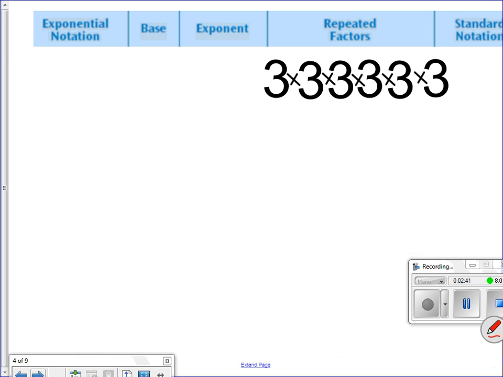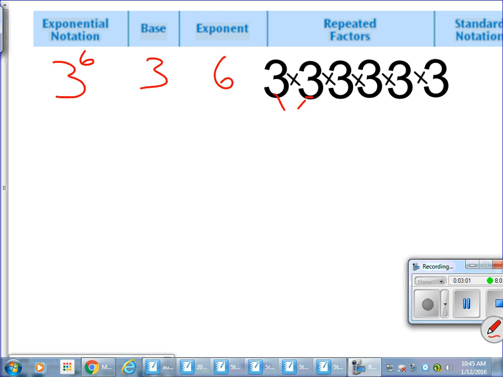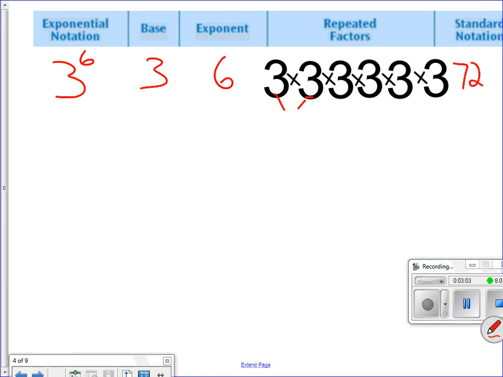Now I have 3 times 3 times 3 times 3 times 3 times 3. My exponent notation, my base number is 3. How many times does it repeat itself? 1, 2, 3, 4, 5, 6. 6 is my exponent. So my exponential notation is 3 to the 6th power. What does this equal for standard notation? 729. 3 times 3 times 3 times 3 times 3, 6 times.